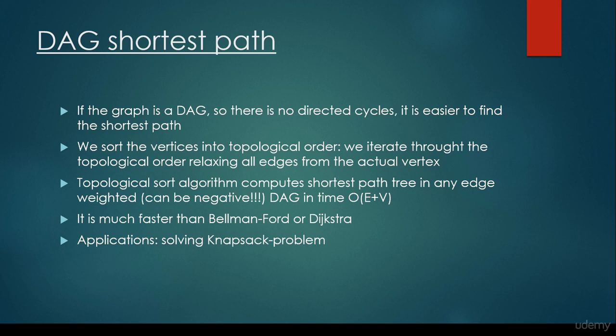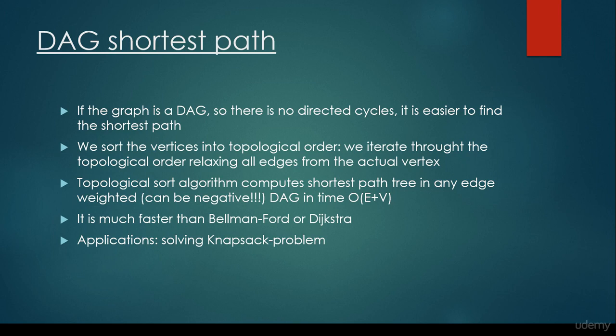So whenever we have a graph that has directed edges and is devoid of any cycles, so there are no cycles in the given graph, then we can use this DAG shortest path algorithm, which is going to yield a better running time complexity. So if the graph is a DAG, a directed acyclic graph, so there are no directed cycles, it is easier to find the shortest path.